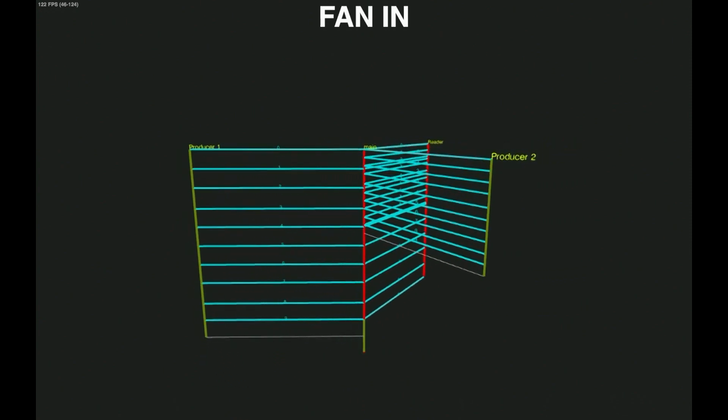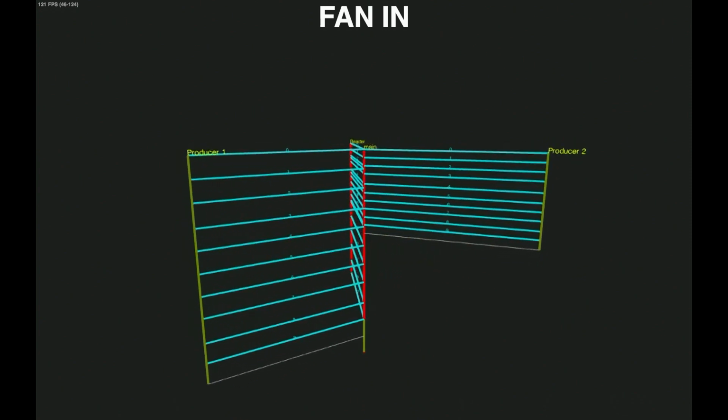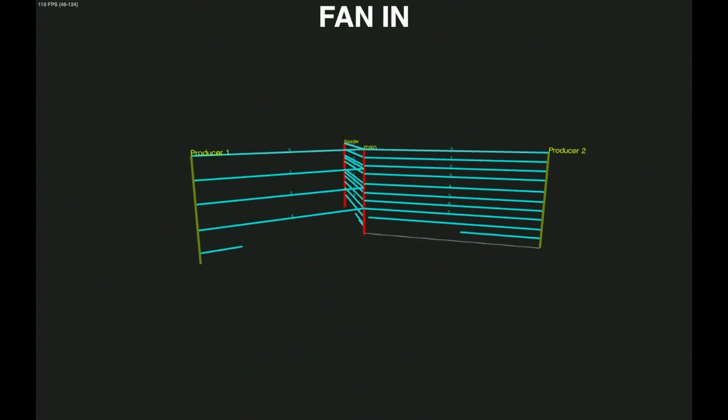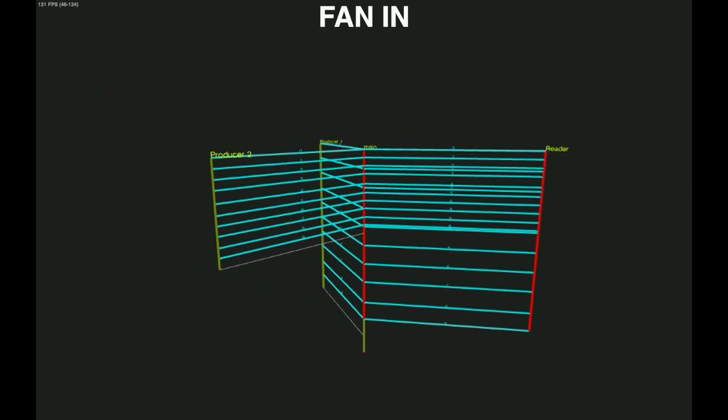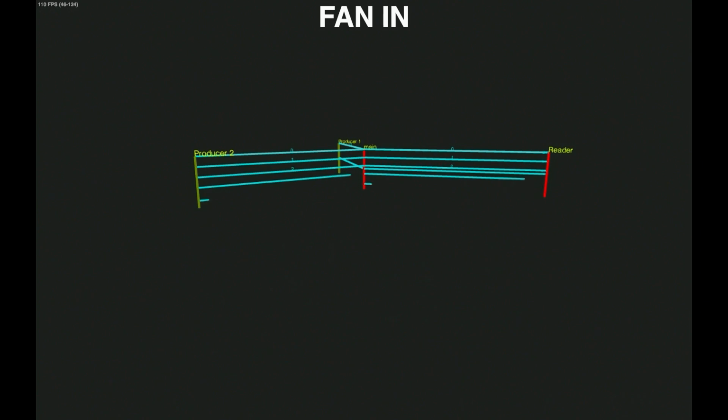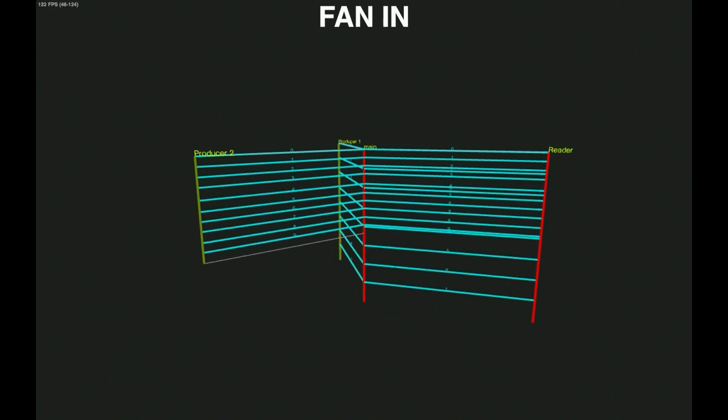Yeah, let me rerun it so you see only the producers. You see how they send at different rates, but the reader receives all of them. They converge at this point. And so, yeah, this is actually an aggregation pattern.